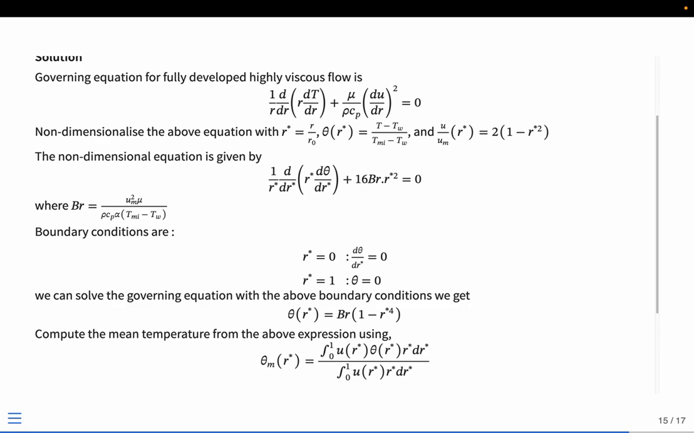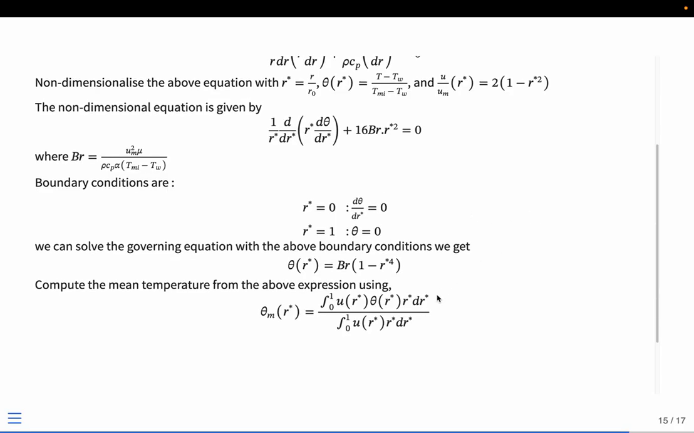This is the equation I'm getting. If r equal to 0, you'll have the maximum value, and at r equal to 1, it will be equal to 0. If you take the derivative of this and substitute r star equal to 0, you should get 0. Once you have it, the next step is we need to find another number: the mean temperature, which is given by integral 0 to 1 of u times theta times r dr by integral of u r dr. This is the expression for the mean temperature.